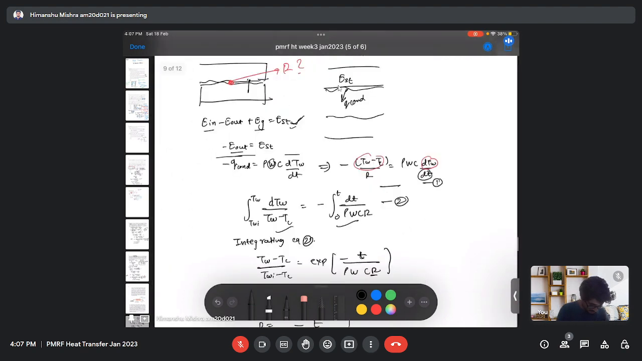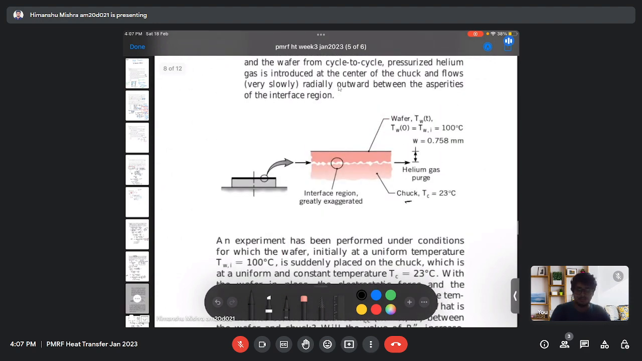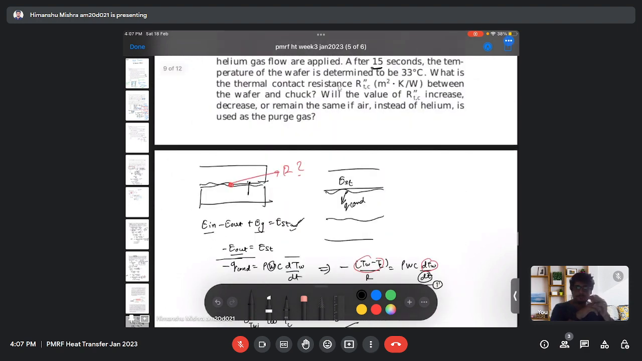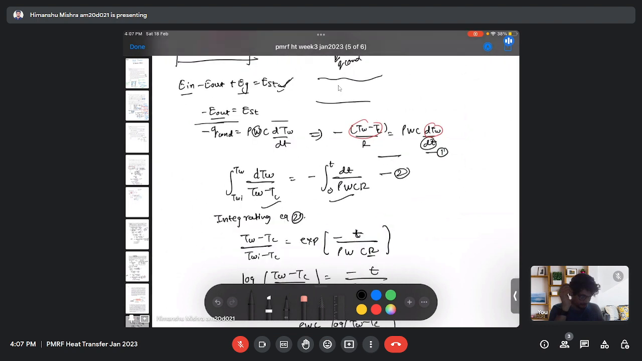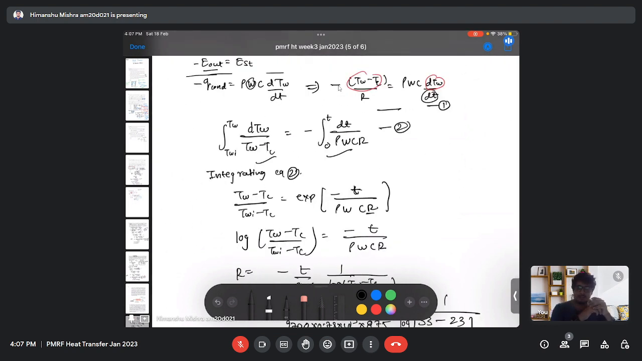So in this question, we have been given all the temperatures and the time. We have the initial temperature, the surrounding temperature, as well as the temperature at a specific time, and we need to find the resistance. We know that the heat transfer takes place through the conduction process, so we use the energy balance. We balance the conduction heat transfer with the energy storage.